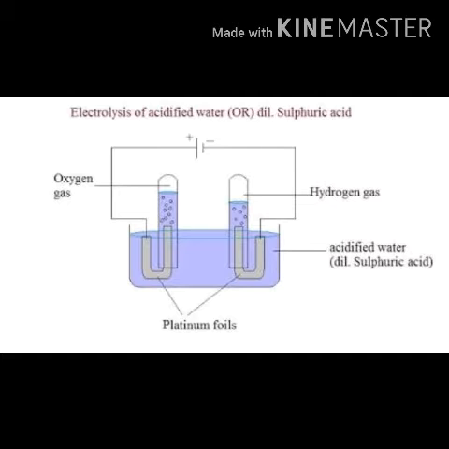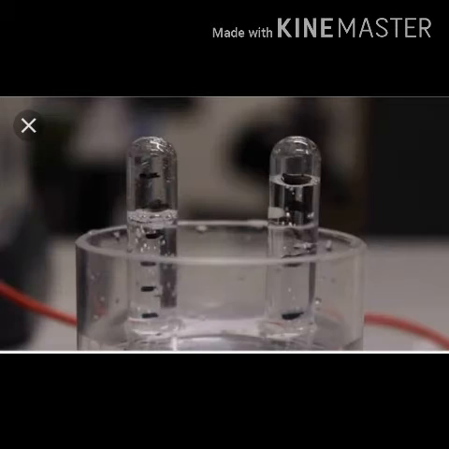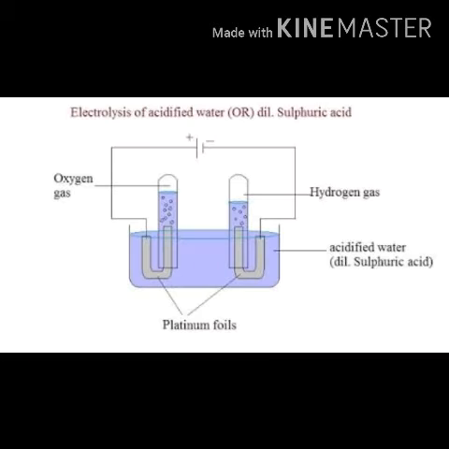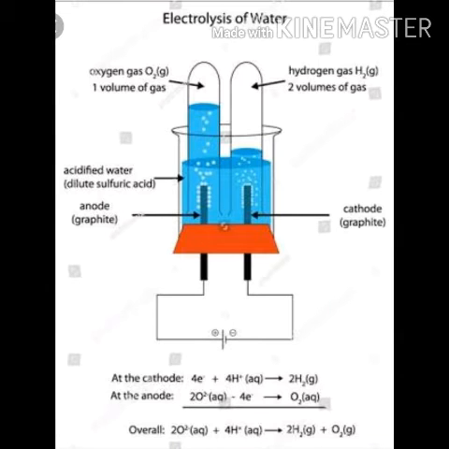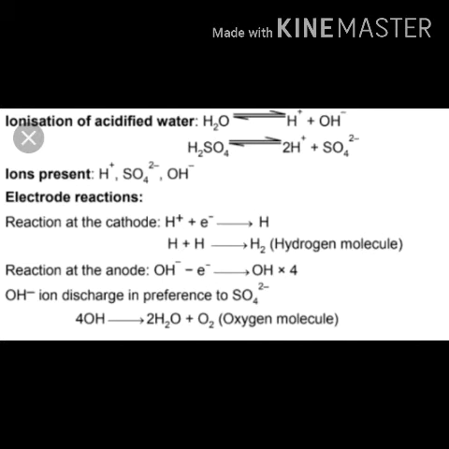Now move on to another topic, that is the electrolysis of acidified or acidulated water with suitable reaction. Electrolysis of acidified or acidulated water is represented by the adjacent diagram, which you will see on screen. The electrolyte is water acidified with dilute sulfuric acid. Electrode: platinum foil is used as both cathode and anode. Temperature: it is carried out at room temperature.